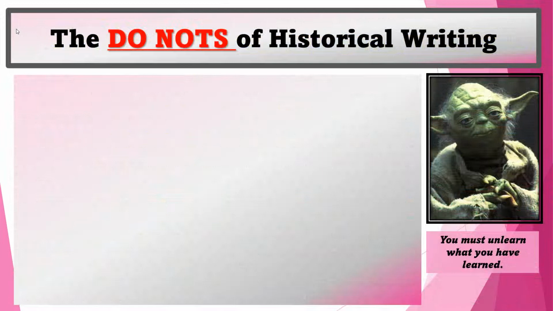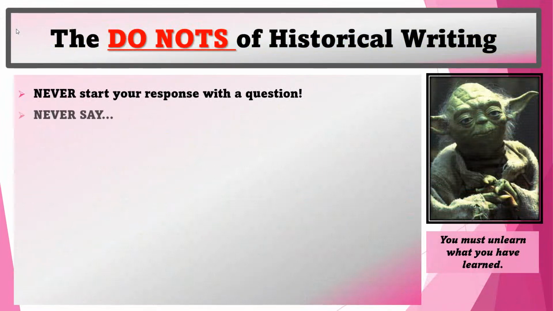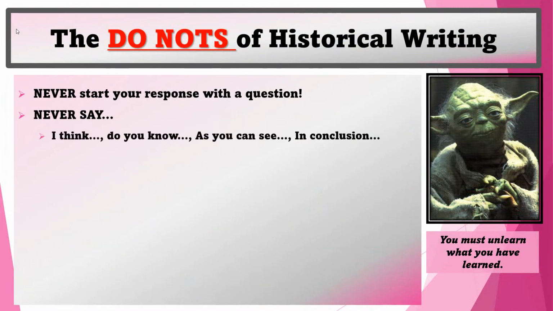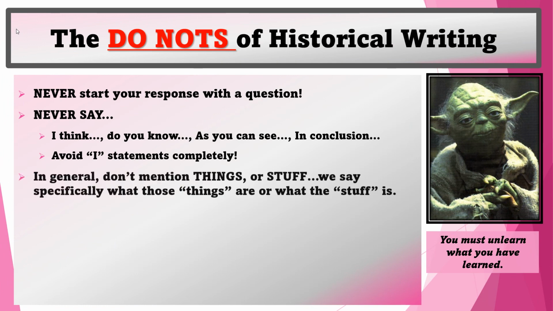Some do-nots to consider of historical writing. Never start your response with a question. Try to avoid that at all costs. It's great for some forms of language arts writing. It doesn't work well here. Never say "I think," "Do you know?" or "As you can see," "in conclusion." In a kind of freestyle language arts writing, this is okay. But for our formal writing in history, you want to avoid these. Avoid I statements completely. Of course you think. I know you do. You're telling me. So if you've been taught to use a lot of I statements, you don't want to do that in history class. You want it to be a formal type of writing.